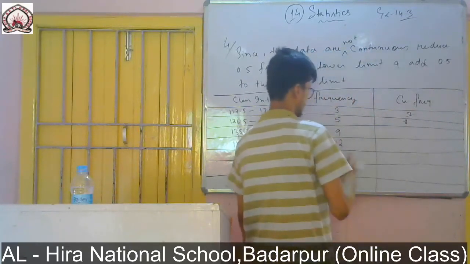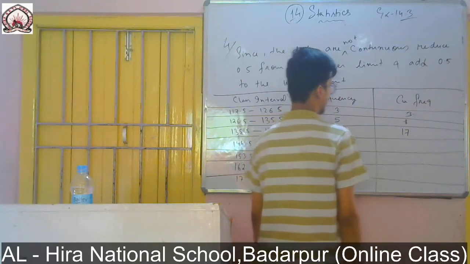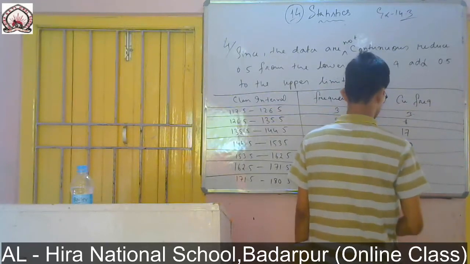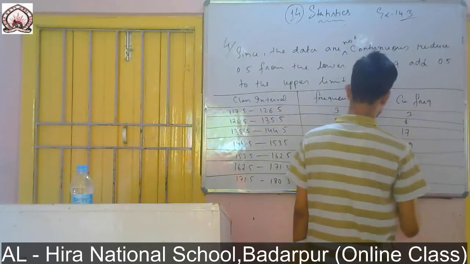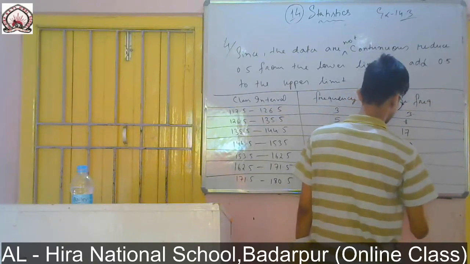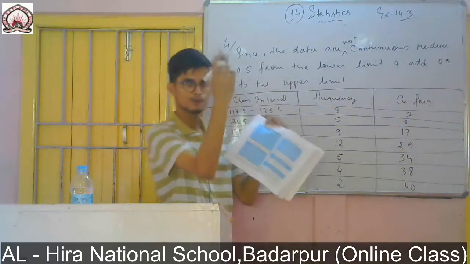8 plus 9, 17 it will be. Then 12 plus 17, 29. 29 plus 5, 34. 34 plus 4, 38. 38 plus 2, 40. And you see in the question it is given 40 leaves.